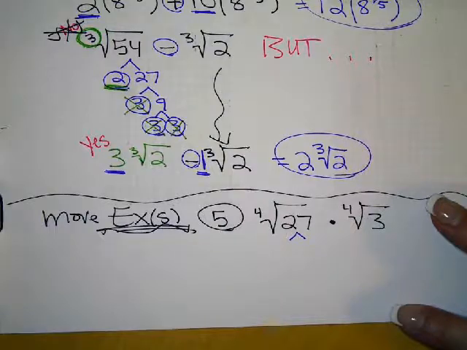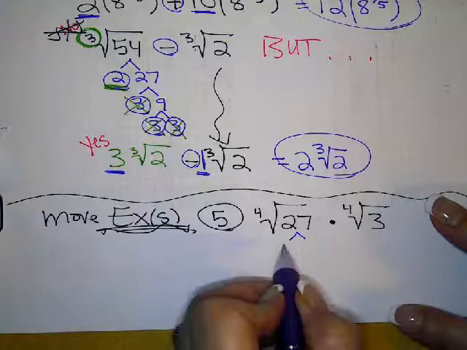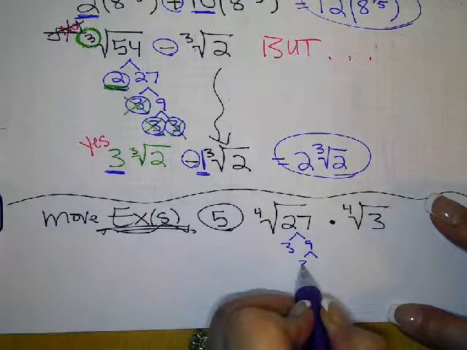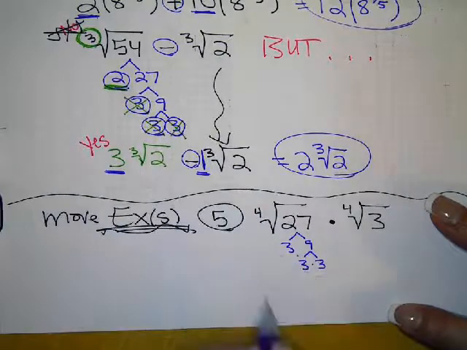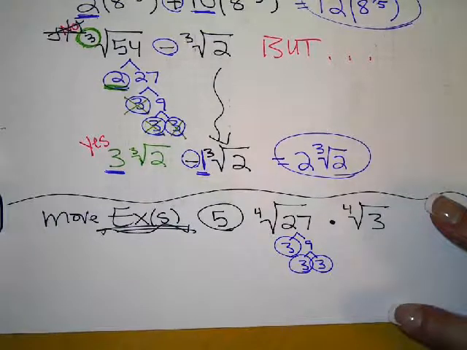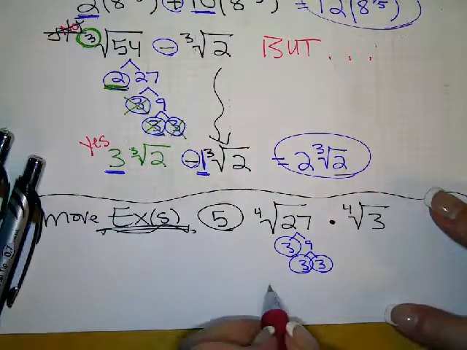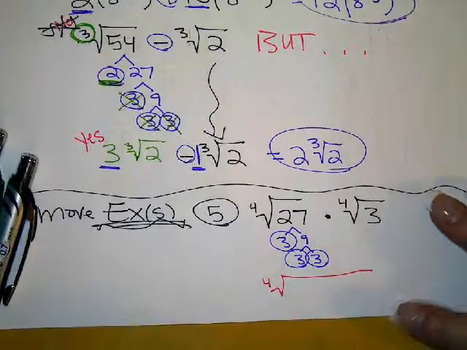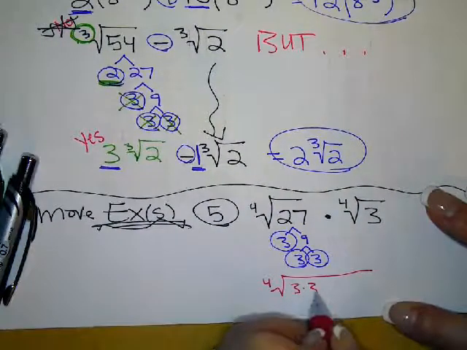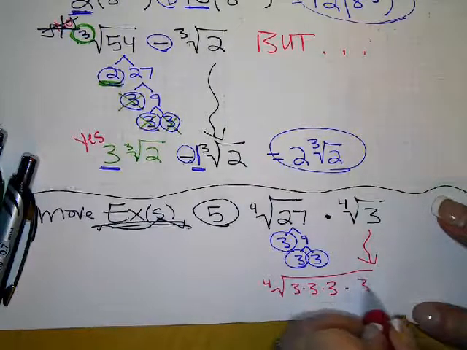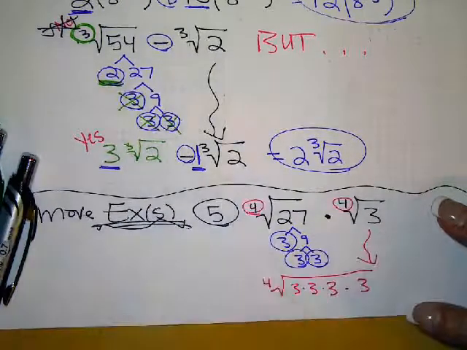3 and 9. 9 is 3 and 3. I can't take a 3 out if it's a 4th root right now, can I? No, but if I write it as one big 4th root, and my 27 is really 3 times 3 times 3, and then I also add this 3 because it was both a 4th root, now can I take a 4 out? I need how many of the same factor?